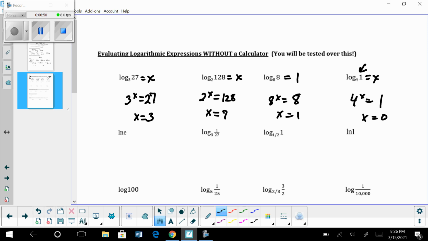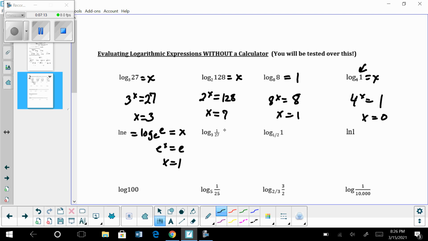The ln of e, they're kind of like inverse functions. So remember, this ln was the same as log with the base e of e, which then kind of turns it back into something like this, where these match. So e to the x power equals e. X would have to be 1.